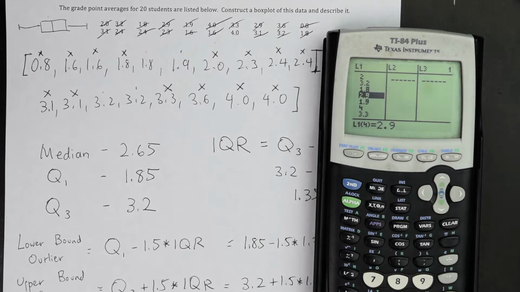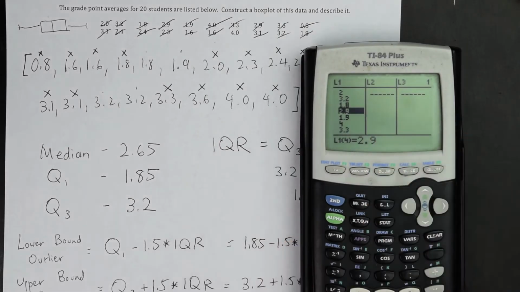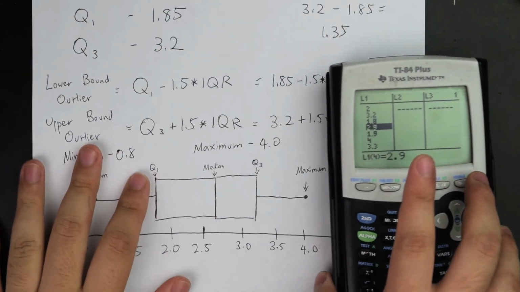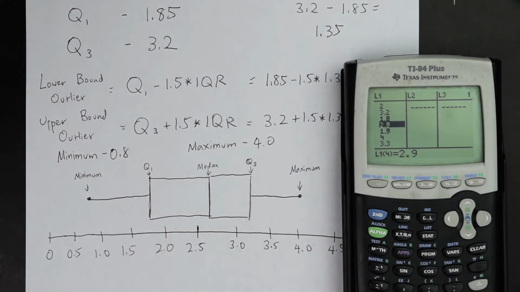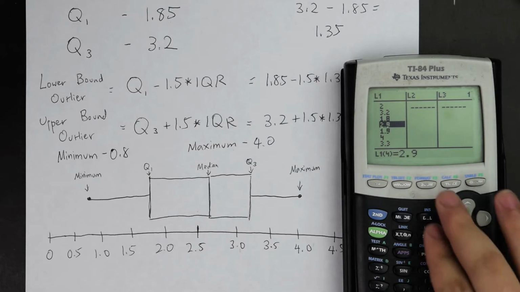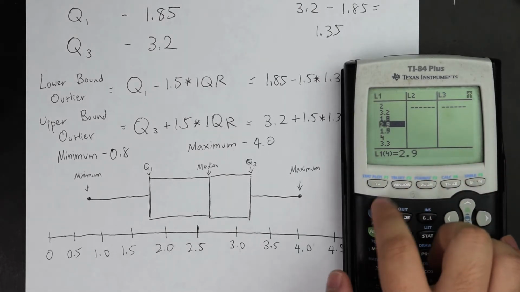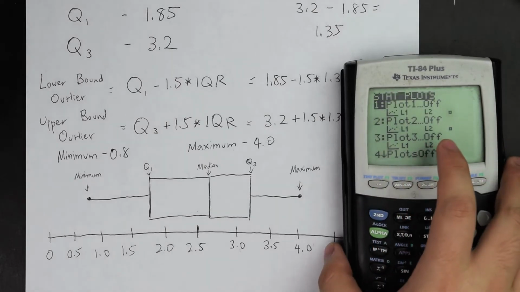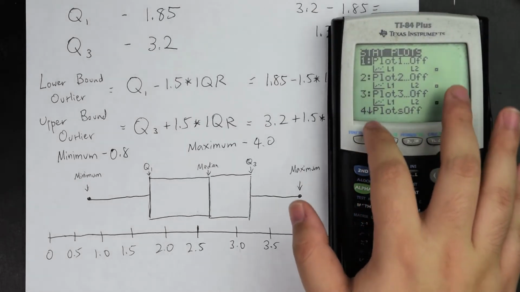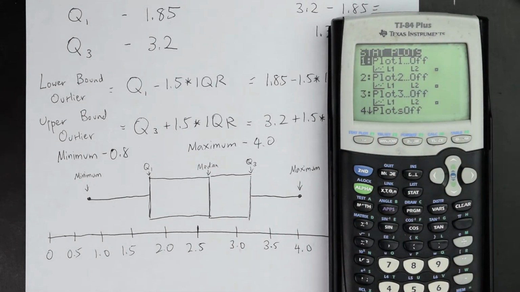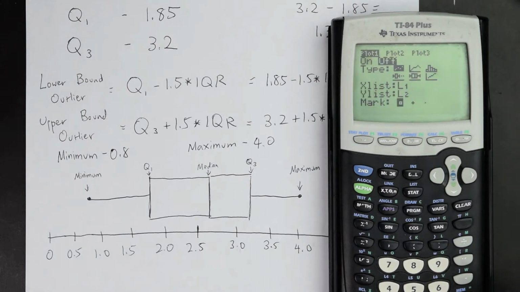Afterwards, I do want to graph it because I want to see visually in case I might have made mistakes on this chart. My graph, my handy dandy box and whisker plot, or boxplot. And so I'm going to push second, the blue button, for this, and then go to the Y equals button, which is stat plot. And so I'm going to push enter on the first one. I'm going to turn on Plot 1.